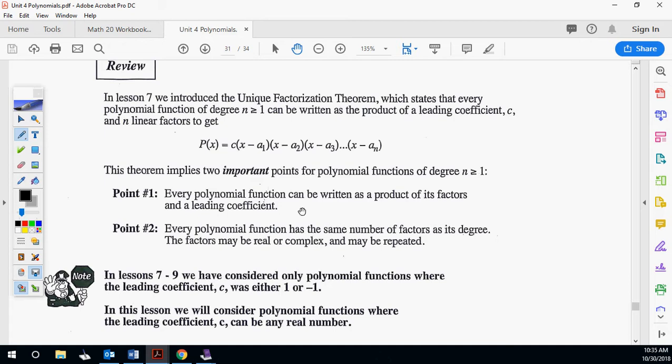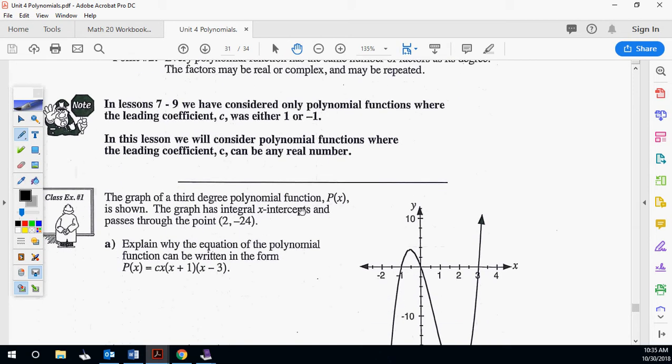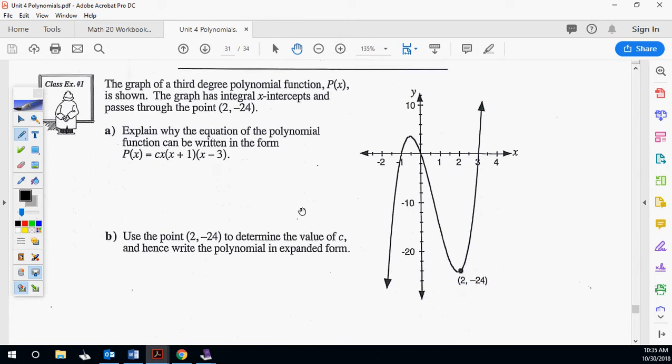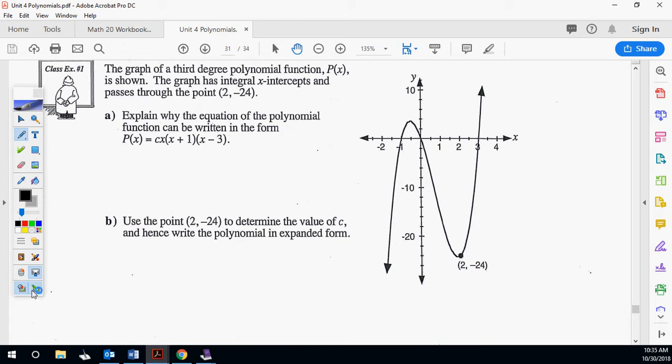And every polynomial function has the same number of factors as its degree. The factors may be real, complex, and may be repeated. Complex would be your imaginaries. In lessons 7 through 9, we've considered only polynomial functions where the leading coefficient was 1 or -1. This one, we're going to look at ones where we do have a c. So for this one, let's look at this guy.